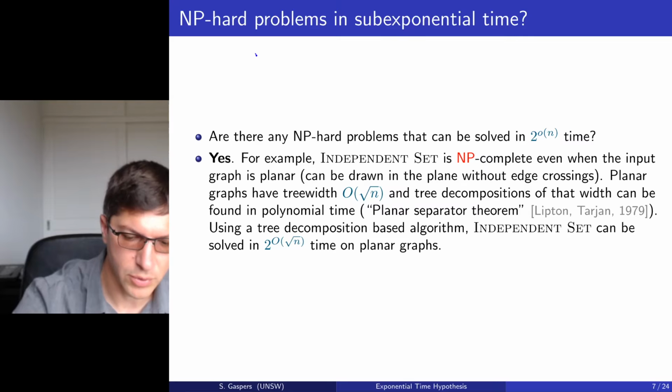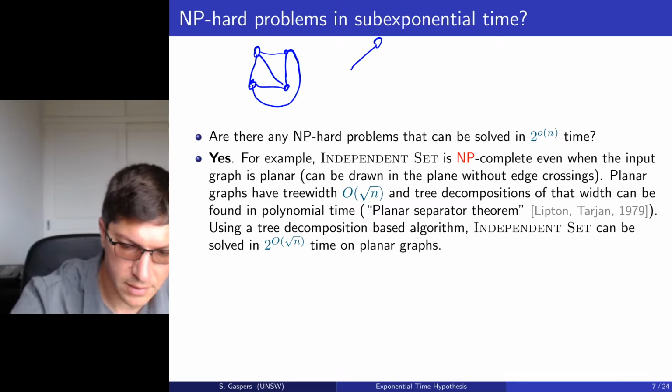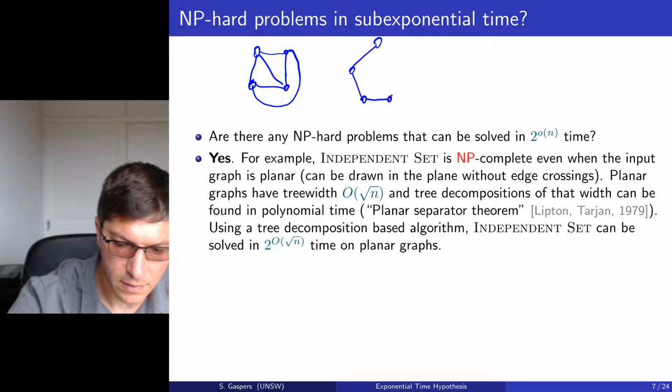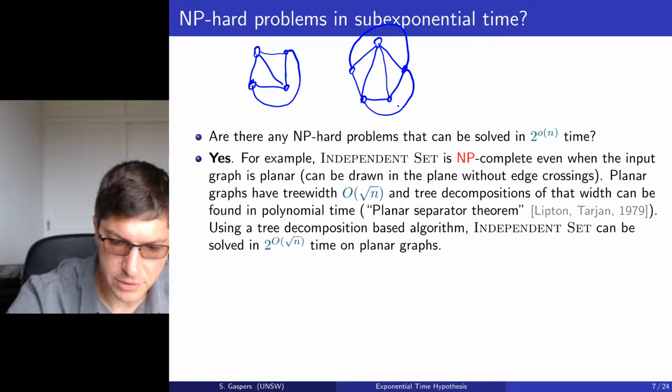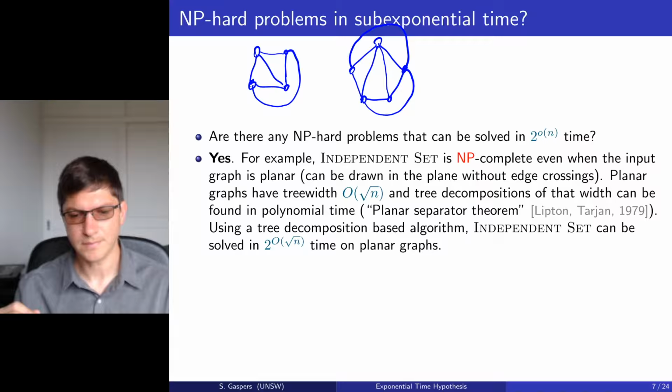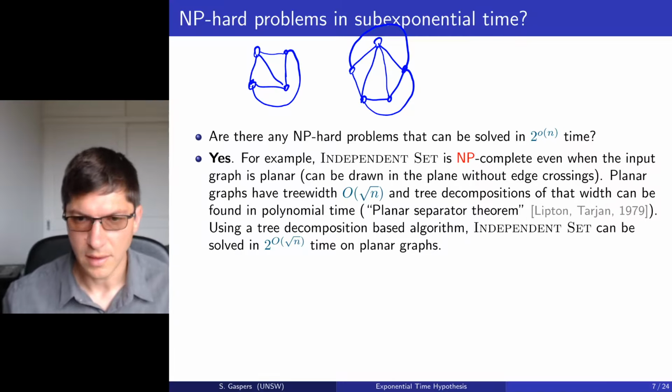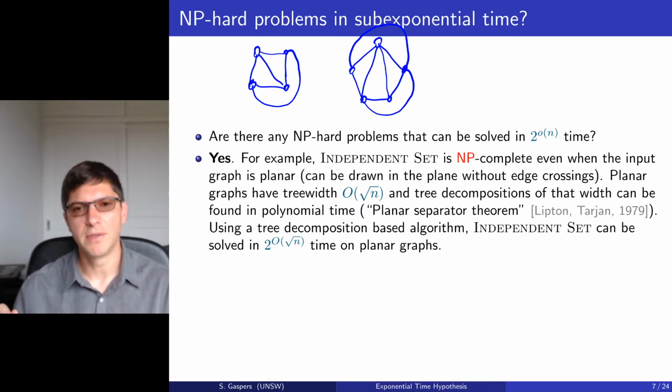A graph is planar if we can draw it on the slide with no crossing edges. So now if I want to add another edge, I have to go around. An example of a graph that's not planar is a complete graph on 5 vertices. I could go around here, I could go around here, but now if I want to add this edge, I'm in trouble. So independent set remains NP-complete for planar graphs, but planar graphs have treewidth of order square root of n.